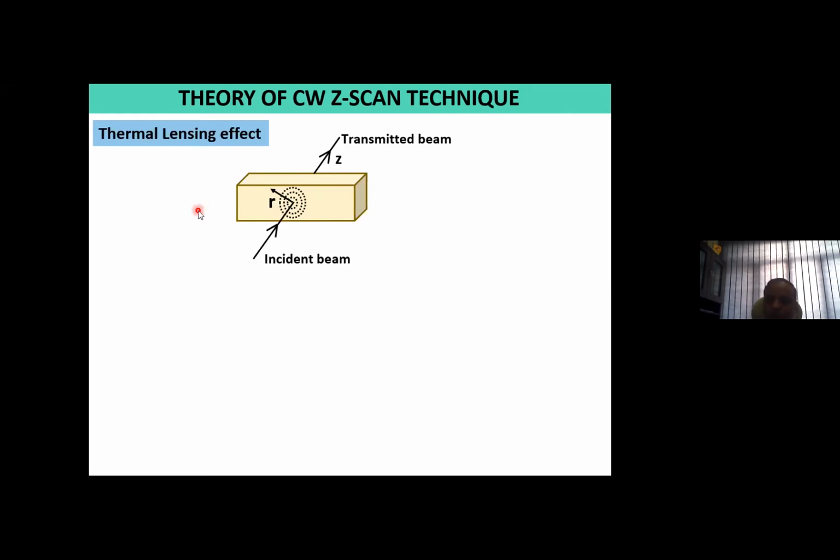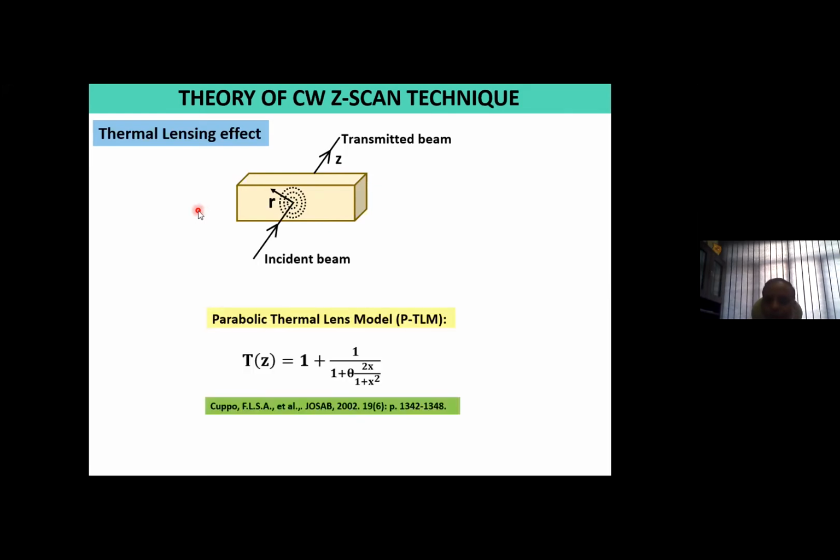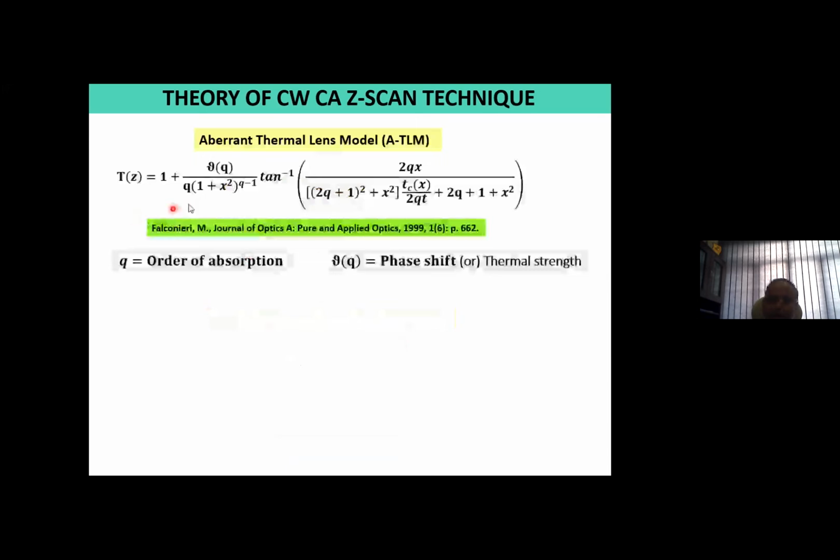There are theories proposed based on the thermal nonlinearity. There is one model called the parabolic thermal lens model by Coupeau et al. And they have proposed this, where theta is nothing but your phase shift, what we saw as delta phi naught in the Sheik-Bahae expression. Later on, I also came across Falconieri's work, where they have given an aberrant thermal lensing model. They specifically designed this model even for people who work with femtosecond lasers, but those are high repetition rate lasers, which look like continuous lasers. High repetition pulsed lasers also accumulate many thermal effects.